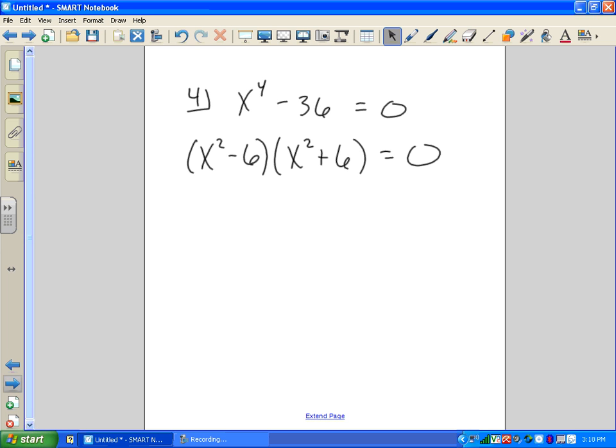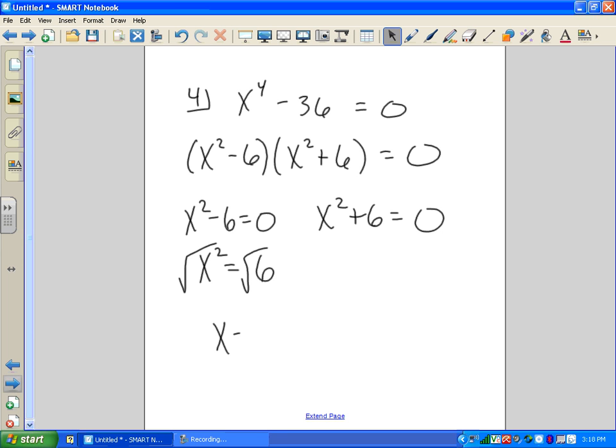Now, let's look at those two factors and see, is one of those possibly a difference of squares? This one is certainly not because it's plus there, but this one is a difference, but 6 is not a perfect square. So I can't factor anymore from this point. So I'm just going to set both of them equal to 0 and solve now. And so I'll add 6 to this side here. And so that's going to give me a positive 6. We take the square root. 6 can't be simplified. So this is just going to give me plus or minus square root of 6.